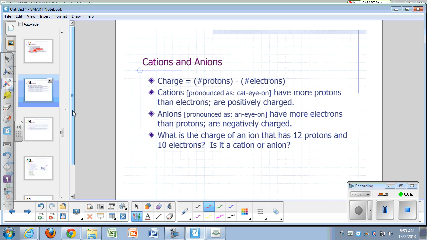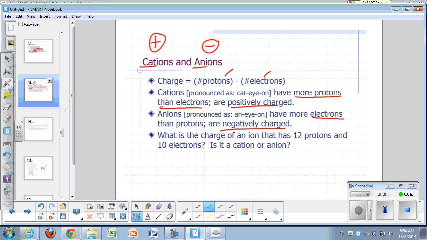Ions can be classified as cations or anions. Cations are what we would call positive ions, and anions are what we would call negative ions. Cations are positive ions because they have more protons than electrons. So you can form a cation, for example, if an atom were to lose electrons. So you'd end up having more protons in the remaining ion. So a cation, we say, is positively charged. An anion has more electrons than protons, so anions have a negative charge. The charge is defined as just the number of protons minus the number of electrons.